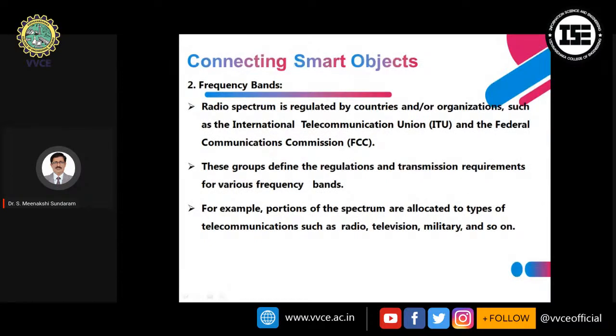These frequency bands, radio spectrum is regulated by countries and organizations using the ITU standards and the Federal Communication Commission, FCC standards. So these groups define the regulations and transmission requirements for various frequency bands. And some spectrum are reserved for military and, for example, radio, television, and it is available only for limited applications.